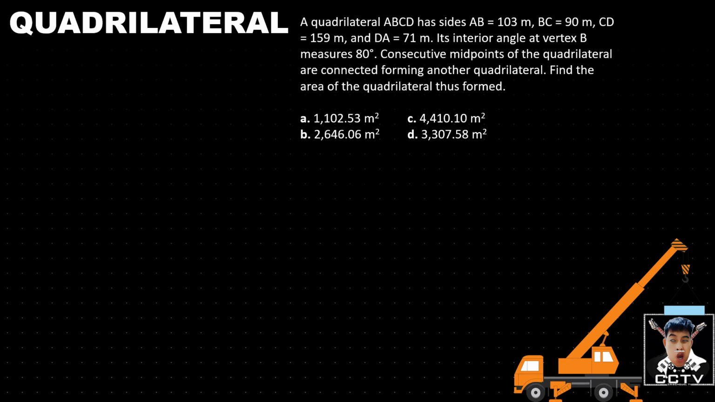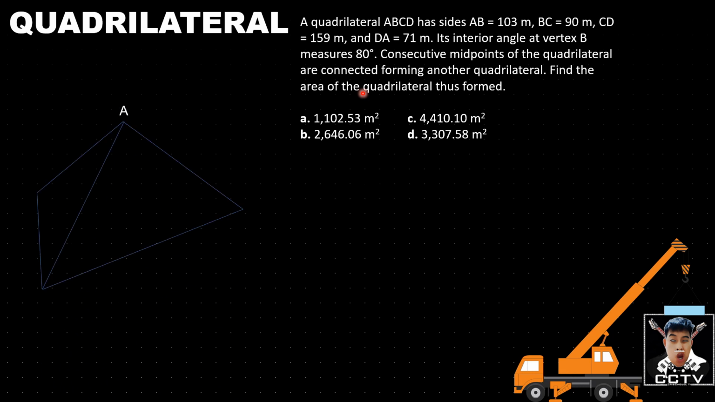Given tayo dito, a quadrilateral ABCD has sides AB is equals to 103, BC is equals to 90 meters, CD is 159, and DA is 71. Its interior angle at vertex B measures 80. Sabi na naman dito, consecutive midpoints of the quadrilateral are connected. And of course, quadrilateral yan, nakita na natin. Ano na naman daw yung area ng na-form?